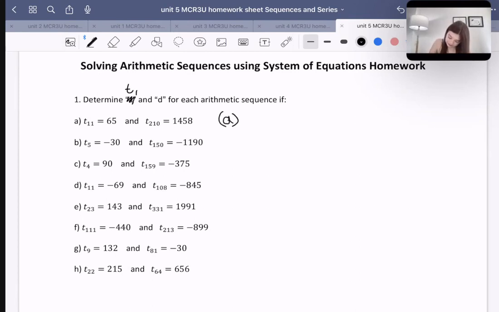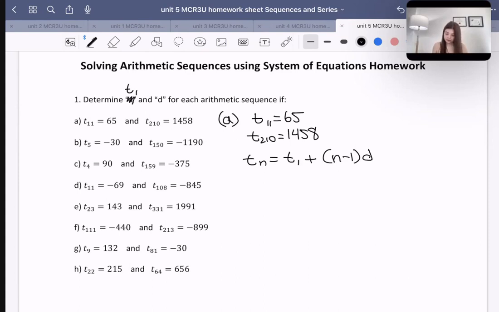Let's do A. So basically, for A, what is given? We know that t of 11 equals 65, and we know that t of 210 is equal to 1,458. So we're going to use systems of equations to solve this, right? We're going to have two equations and two unknowns, okay? We know that t of n is equal to the first term plus n minus 1 times d, right?